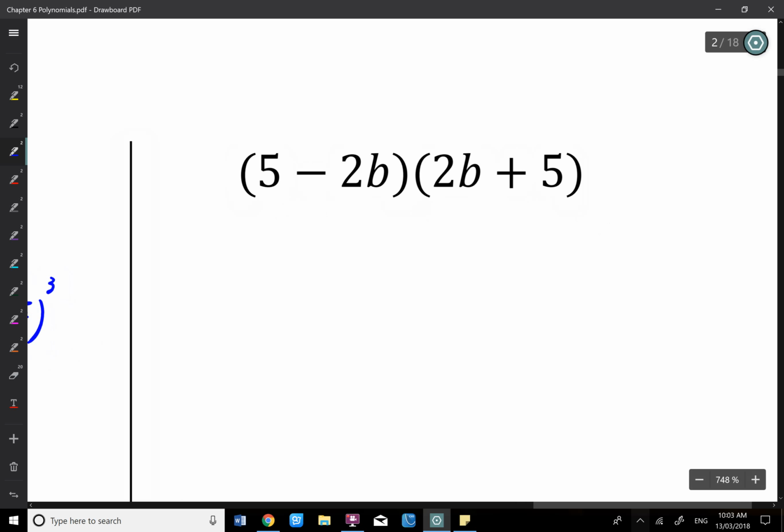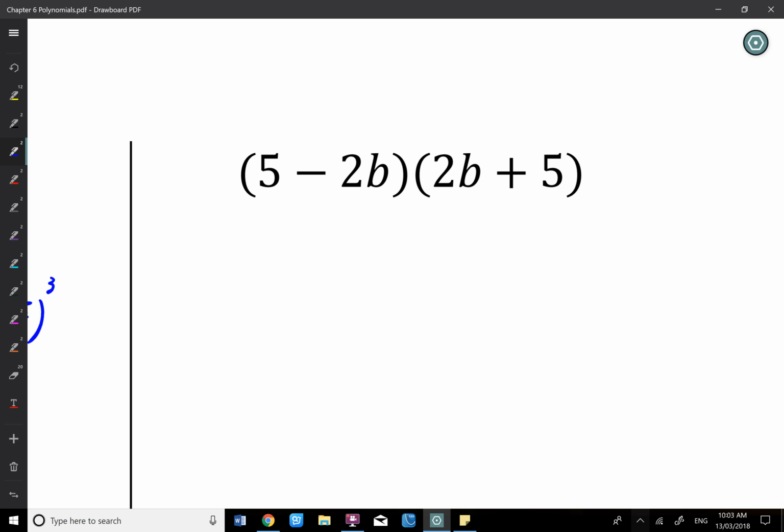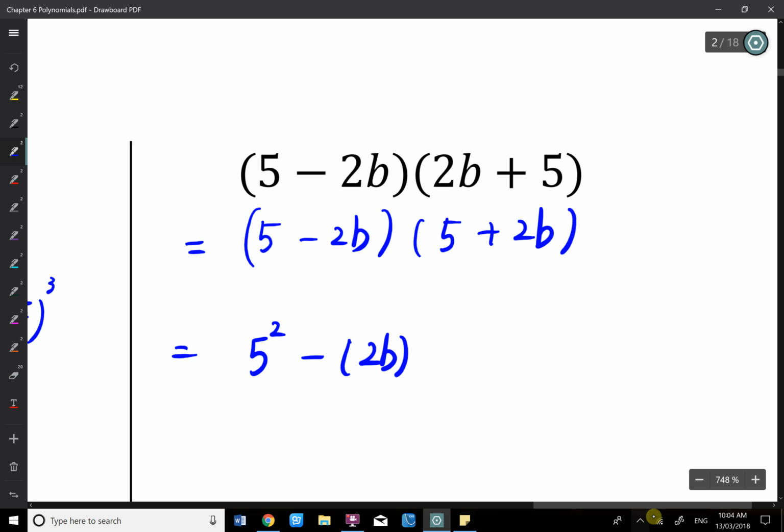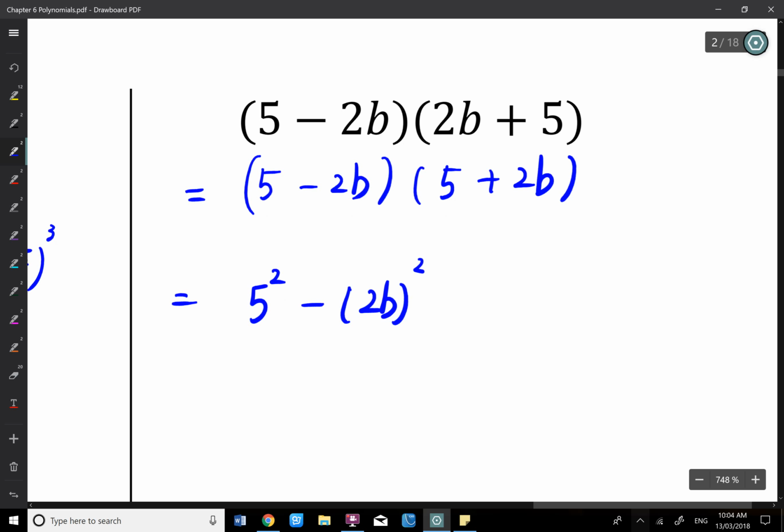Okay, last one. What's the easiest way to expand this one? What is A, what is B? Yep, so we can say that's 5 minus 2b and that's 5 plus 2b. So that's a minus b times a plus b. And the easiest way to expand it is 5 squared minus 2b squared, instead of expanding one by one. So 25 minus 4b squared.